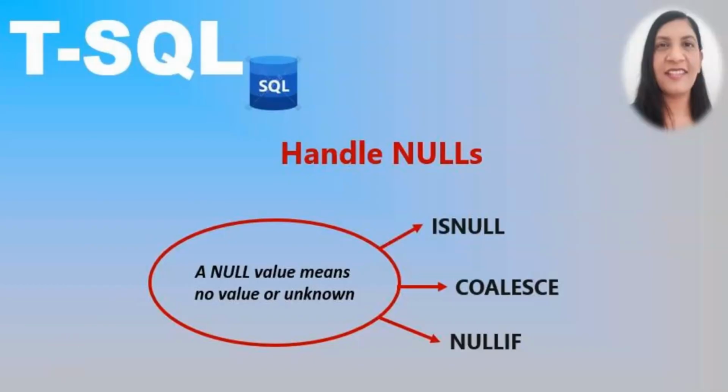So first of all, what is null? A null value means no value or unknown. It does not mean 0 or blank or even an empty string. Those values are not unknown. A null value can be used for values that have not been supplied yet, for example, when a customer has not yet supplied an email address. So let's see how we can handle it in SQL.